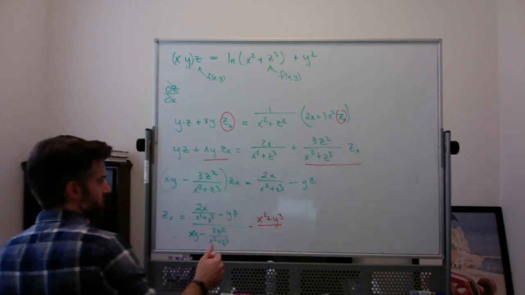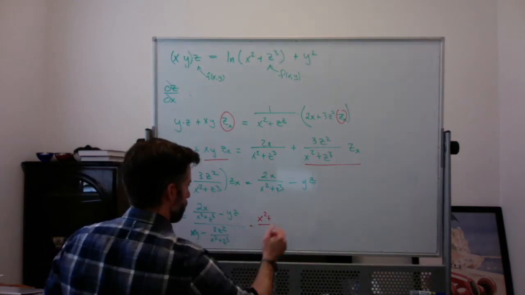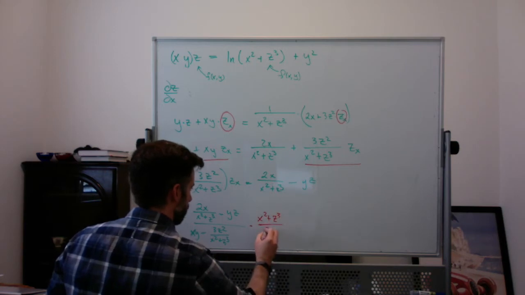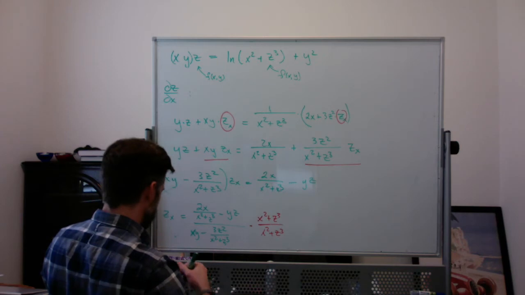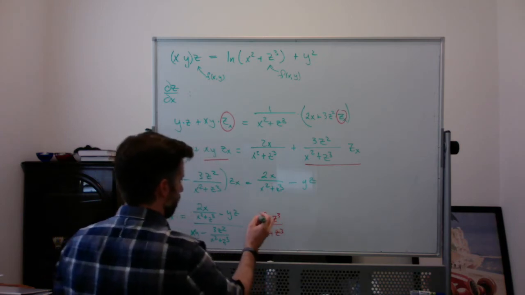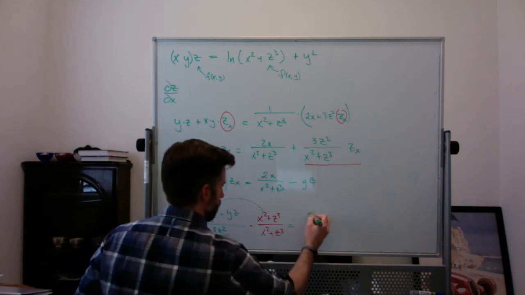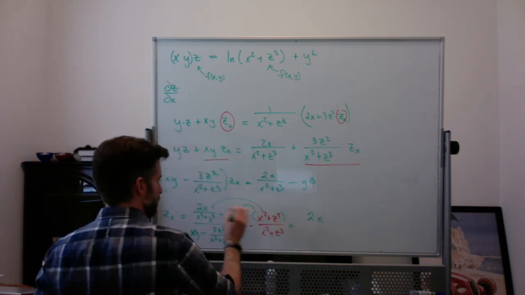Okay, so it should be times x squared plus z cubed over the same thing. So when I do that and distribute it, this times that is going to cancel out, and you're going to get 2x. All of this times this, we're going to distribute.